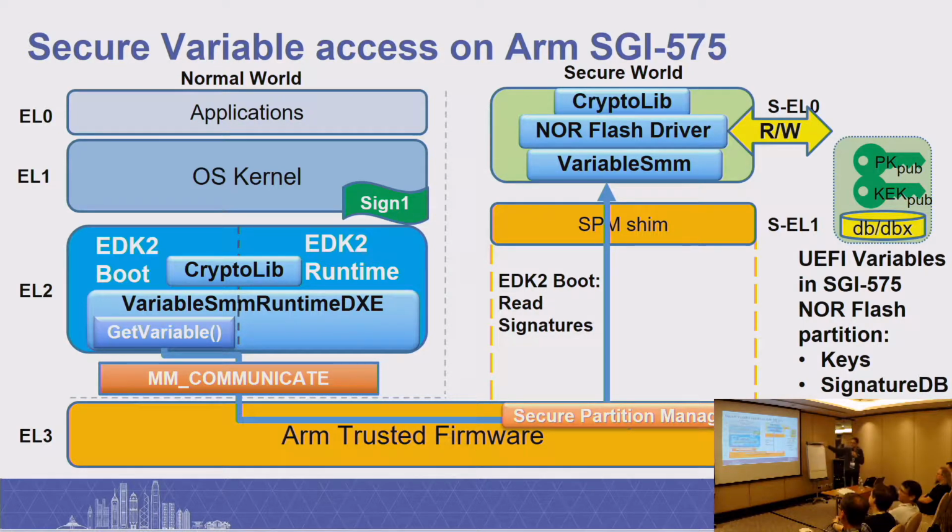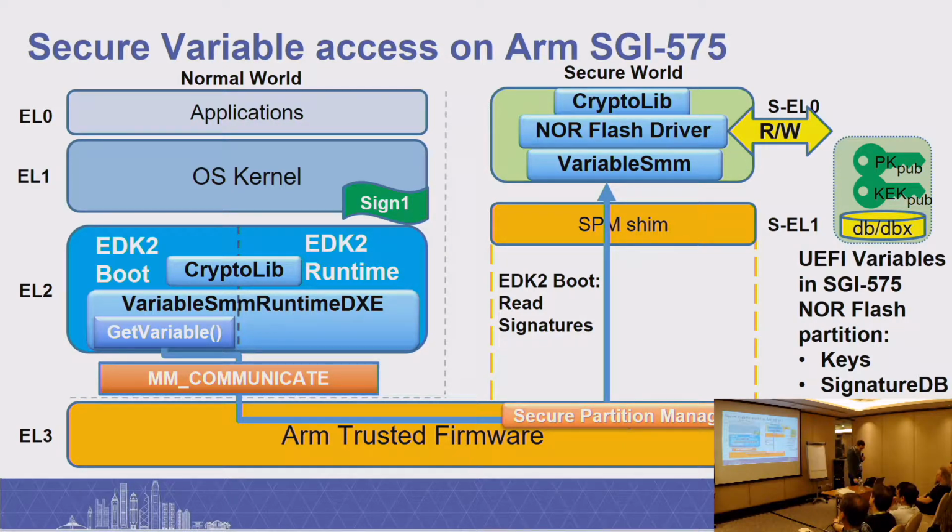So it invokes a get variable API that goes through the MM communicate, arrives in the trusted firmware, it gets routed by the partition manager, and the partition manager will instantiate the secure partition. Then the call will arrive to the variable SMM in the secure world that will call the proper APIs of the NOR flash driver to perform the real read operation from flash. In this case, it's just a read, because the boot phase just needs to read the signatures. It doesn't really matter about writing variables.